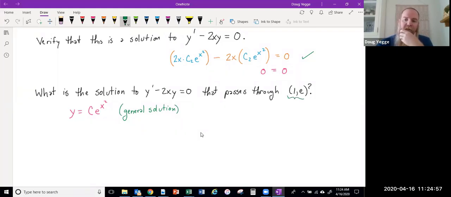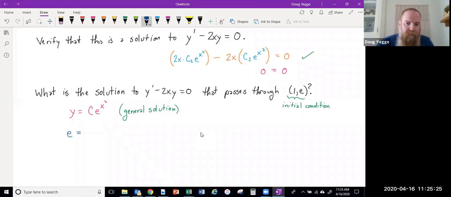This point right over here is now referred to as the initial condition. So what we're going to be able to do at this point is use that initial condition to find the unknown constant of integration right here. Okay. So why don't we do that? So we just plug everything in.